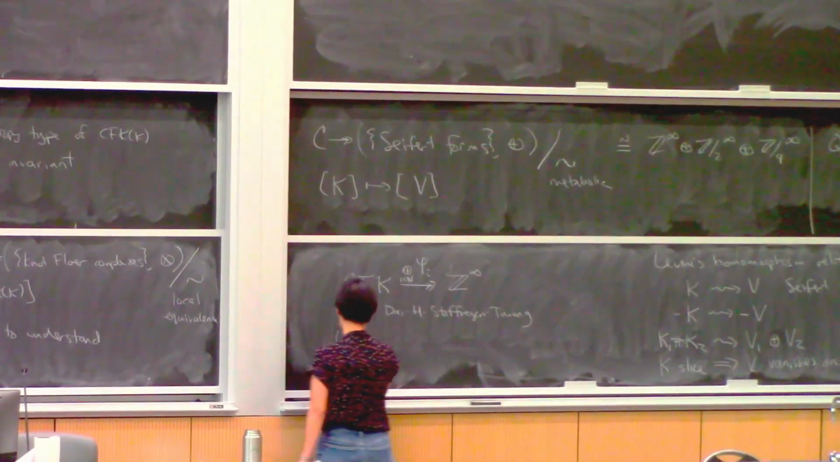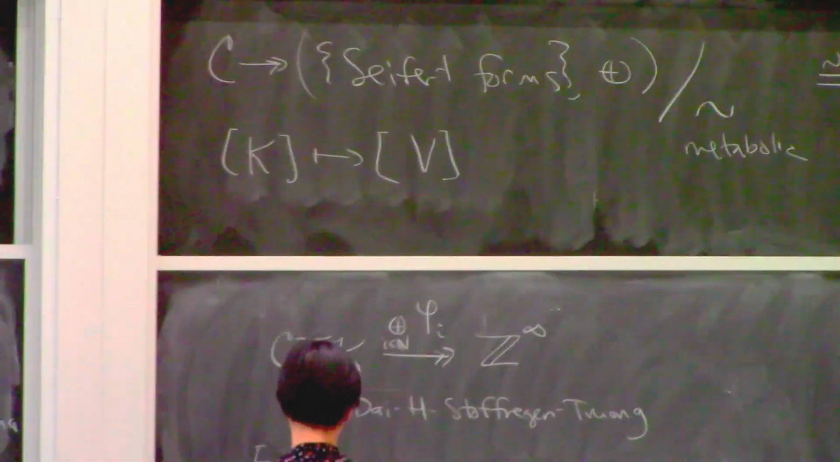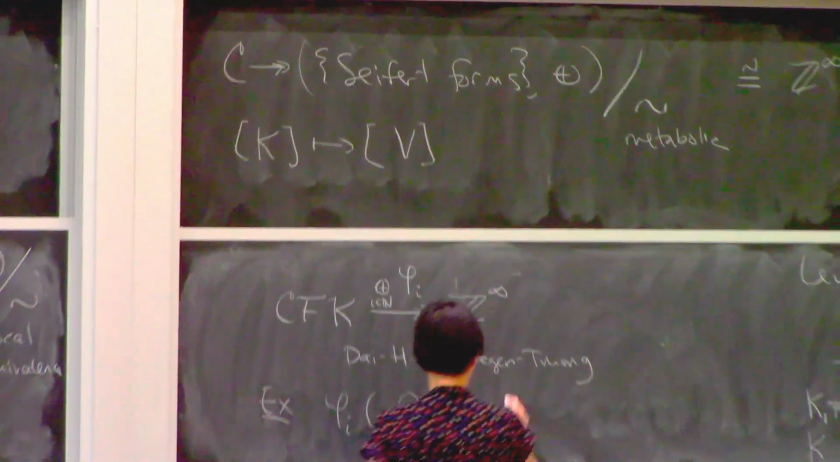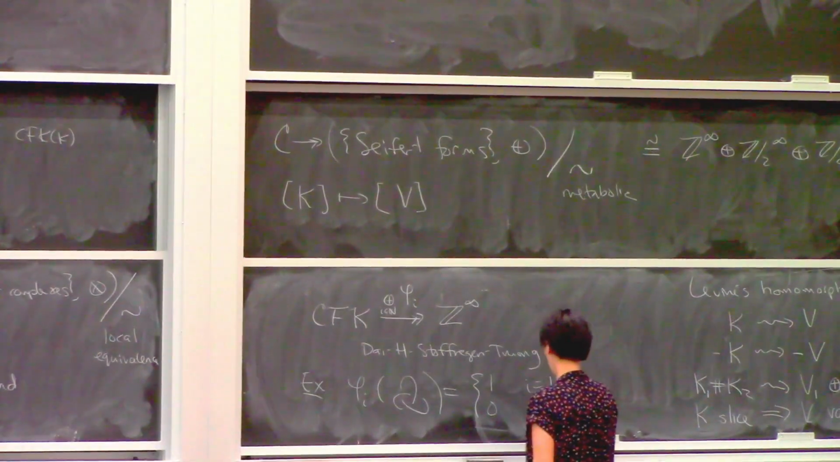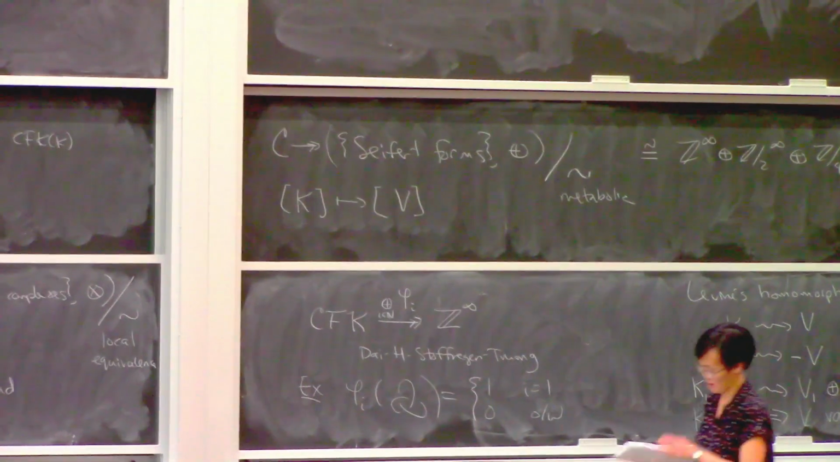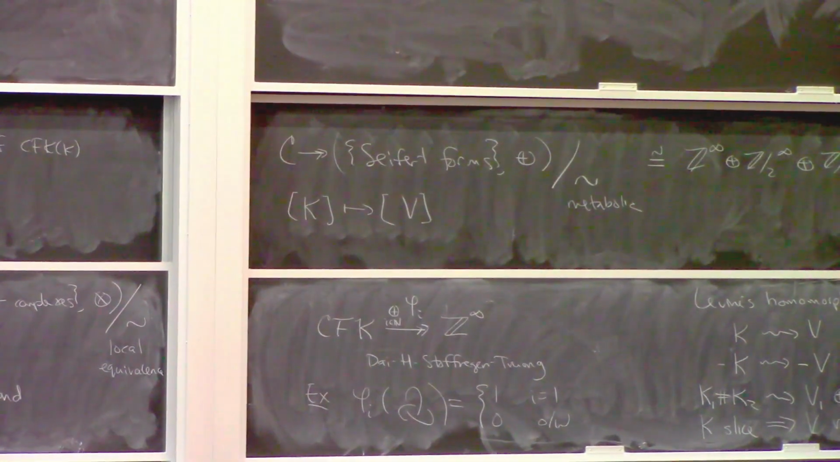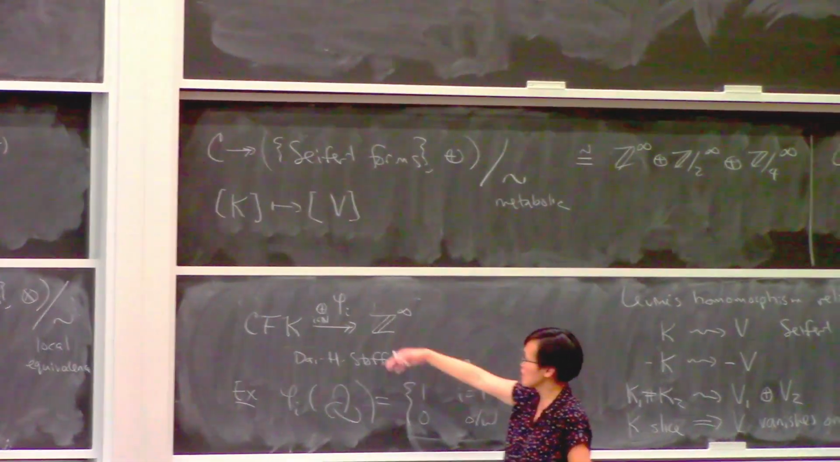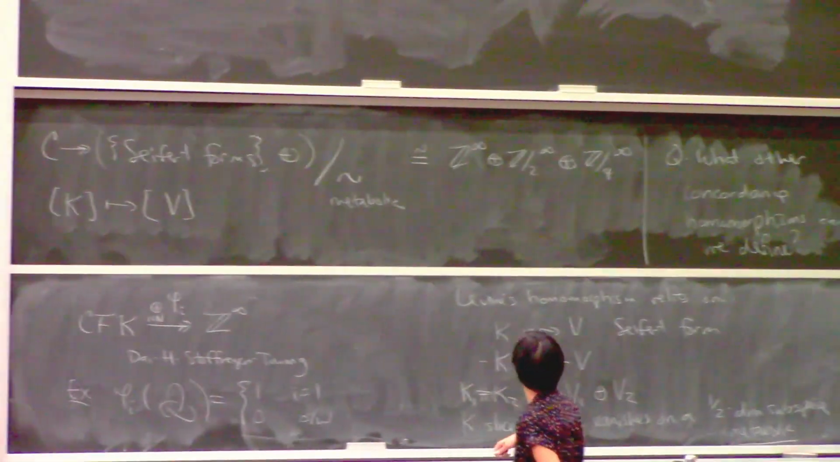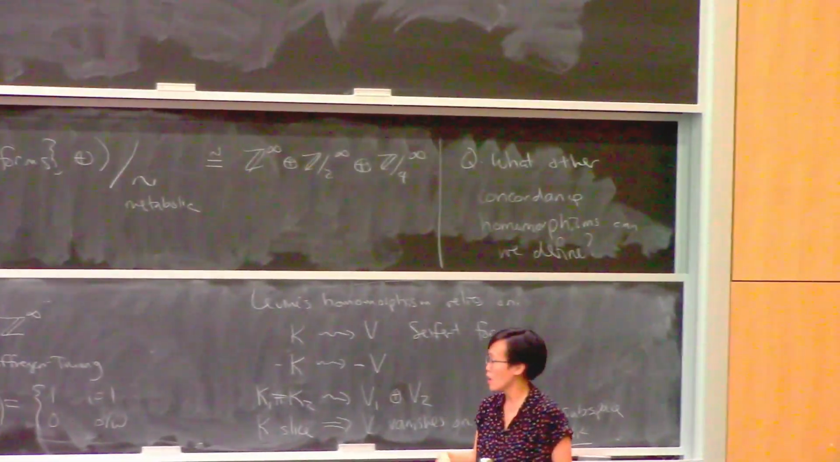As an example, phi_i of the trefoil is 1 if i is 1, and it's 0 otherwise. So now we have these homomorphisms. We also have Levine's homomorphism.